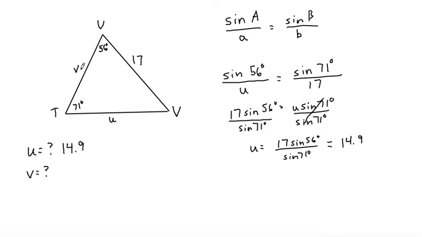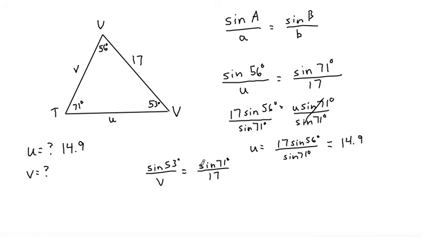And so then we can do the same thing to find v, but first we need to find this angle v. We can use the rule that the sum of the angles inside a triangle is equal to 180. So we can do 180 minus 71 minus 56, and that gives us this angle is 53 degrees. And then plugging this in similarly, we get sine of 53 degrees over v is equal to sine of 71 degrees over 17.